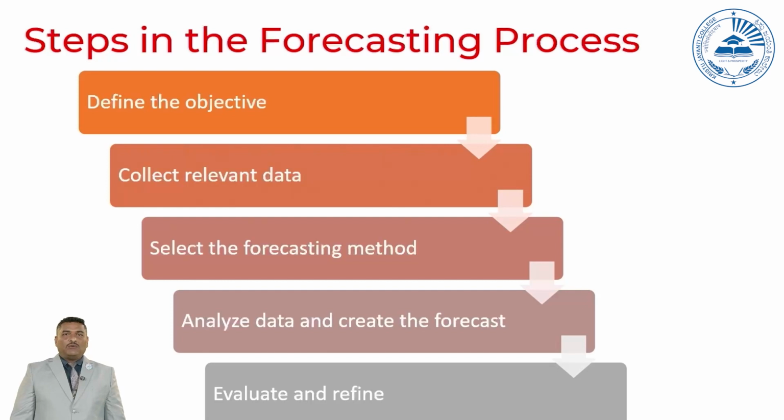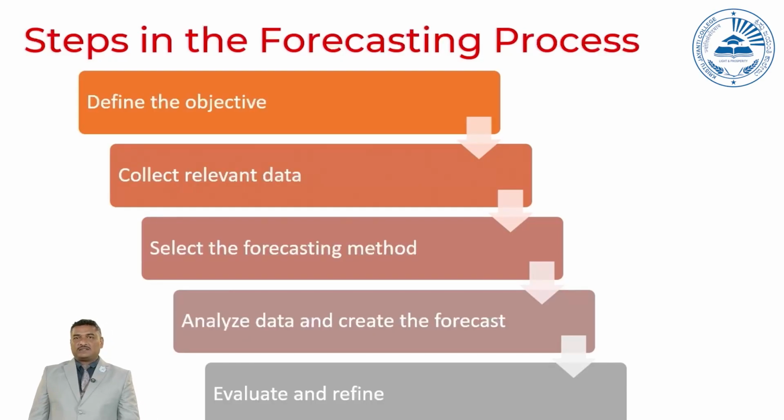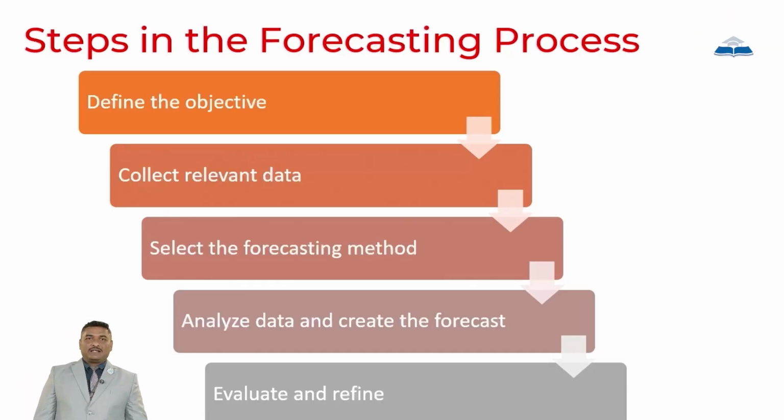Step 3, we need to select the forecasting method. Previously we discussed different methods of forecasting, qualitative and quantitative. Under qualitative methods, we discussed market research and expert judgment. Under quantitative methods, we discussed time series analysis and regression model. So based on the data we have collected and based on our objective, we can select which forecasting method we are going for.